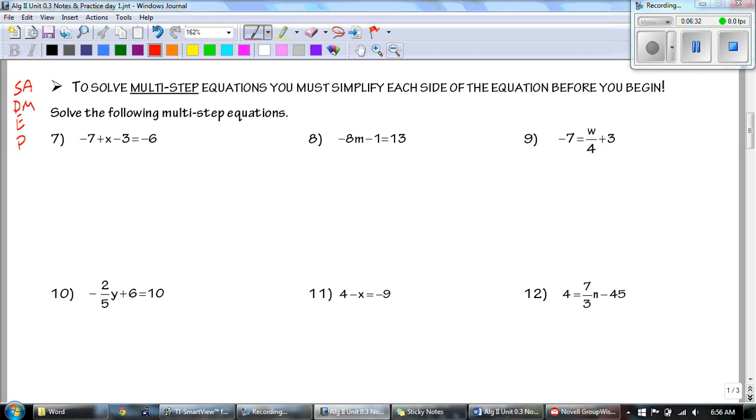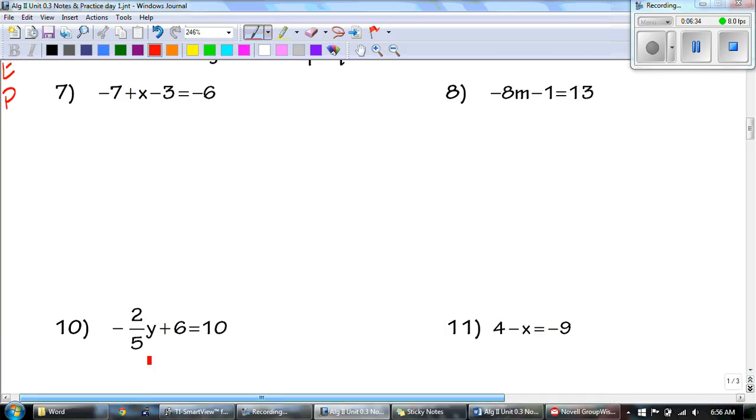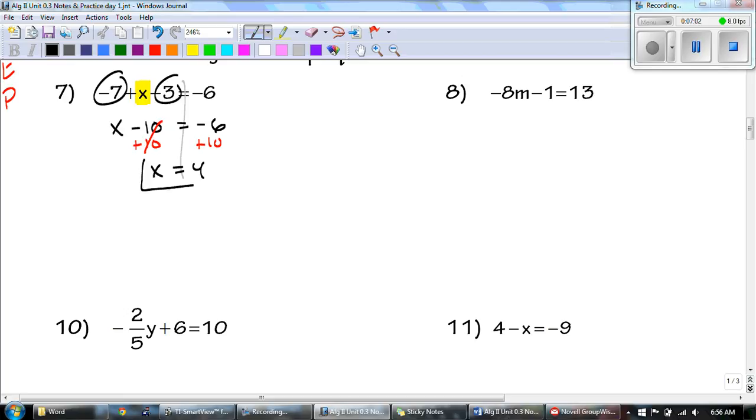Okay, so with number 7, let's find our variable. And I notice that we have like terms. So negative 7 minus 3 is negative 10. And now solve, okay? So I combine like terms, now I have subtraction. I'm going to add the 10 to the other side, and negative 6 plus 10 is 4.